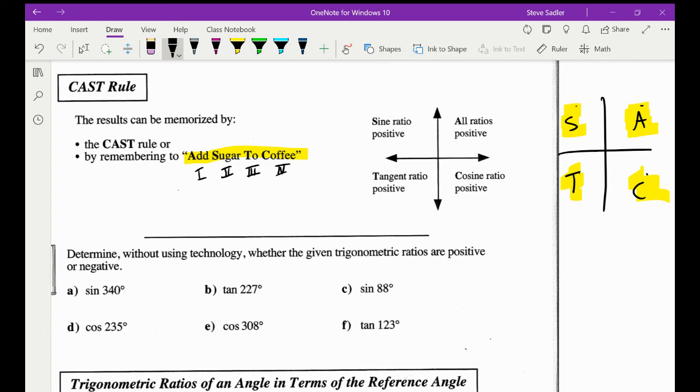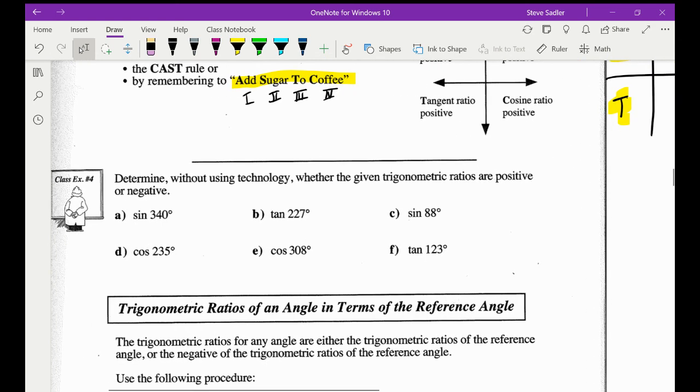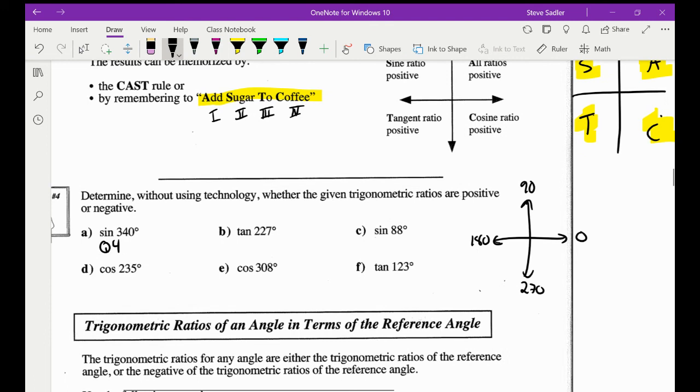And then it says here, determine without technology whether the given trigonometric ratios are positive or negative. So sine of 340. So if we look at an XY grid here, we have 0, 90, 180, 270. So sine of 340 means that it's going to be in quadrant 4. So in quadrant 4, the only ratio that's positive is cosine. So this will be negative.